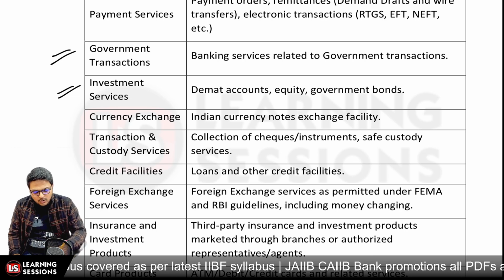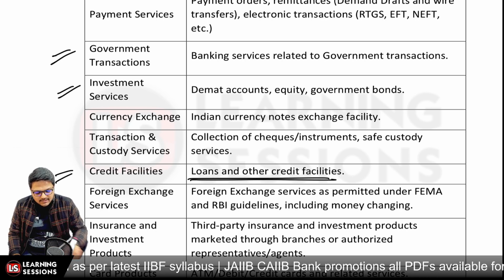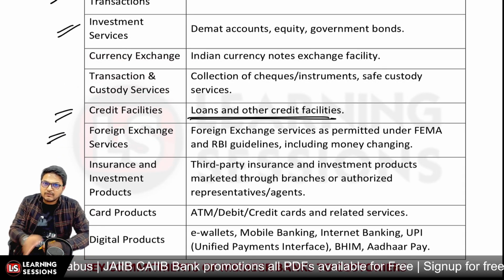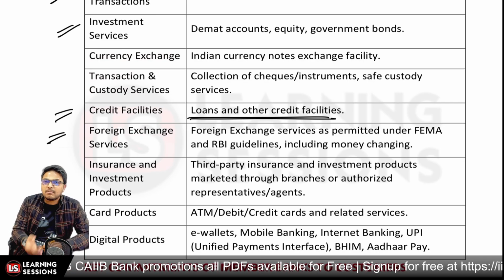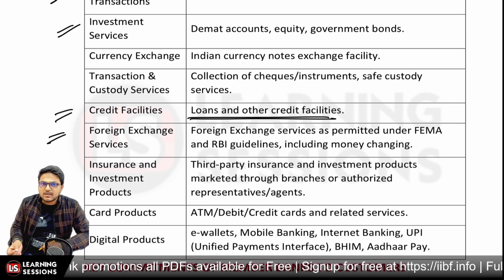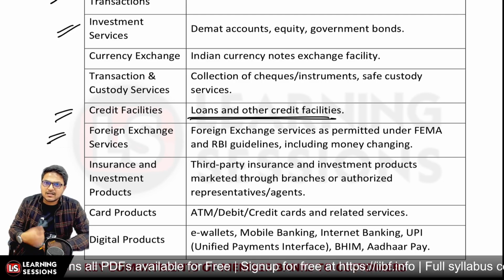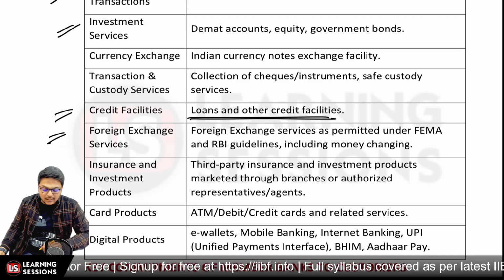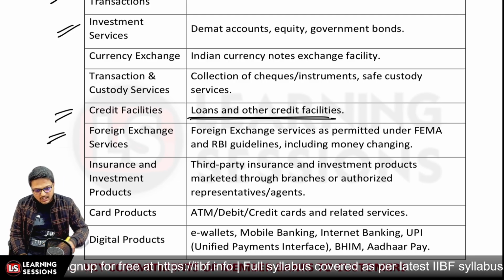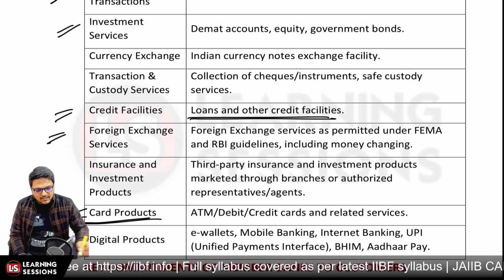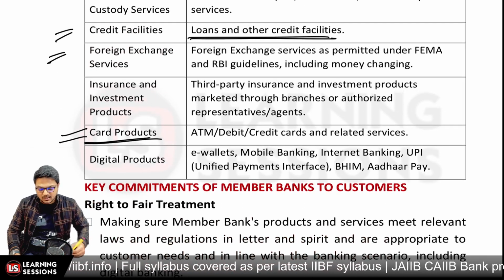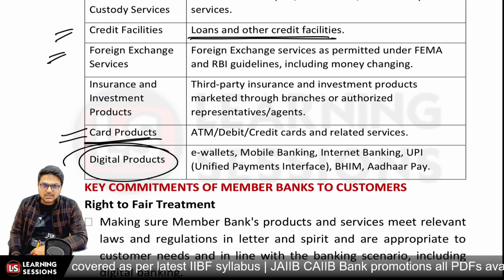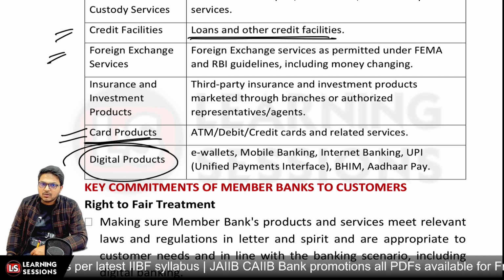And credit services, it is applicable to all the loans and other credit facilities. If we talk about the foreign exchange services, it is also covering all, and further also including money changing. And if you talk about the insurance and investment products, third party insurance products, if the bank is working as an agency, or the bank is working as a joint venture, those particular products are also covered. And also it covers the card products like ATMs, debit card, credit card related services, all are covered. And also it covers the digital products, like e-wallets, internet banking, UPI, BHIM, all are covered in the same.